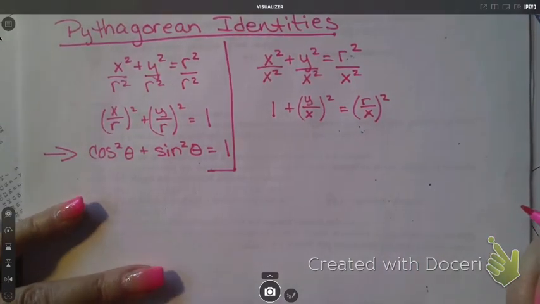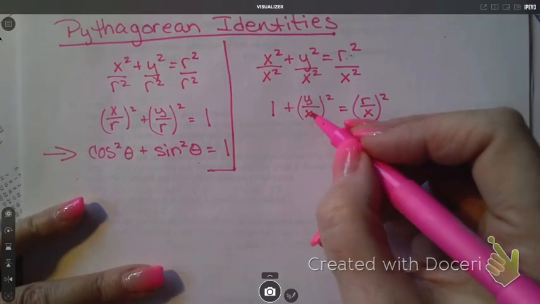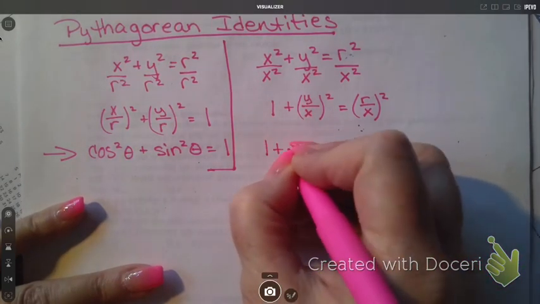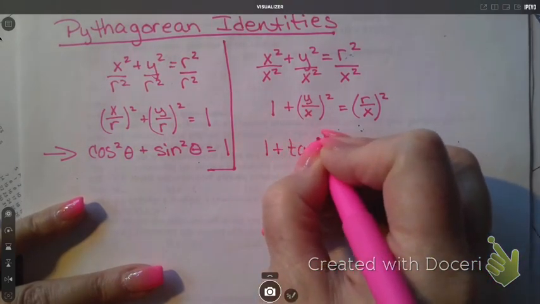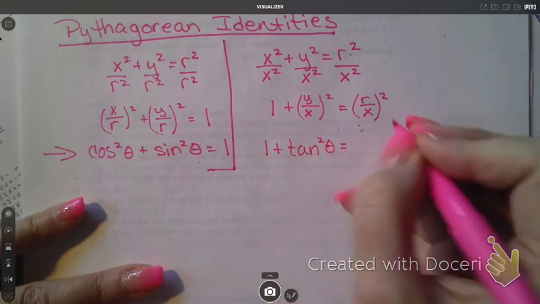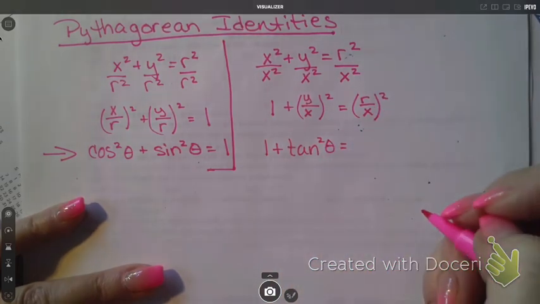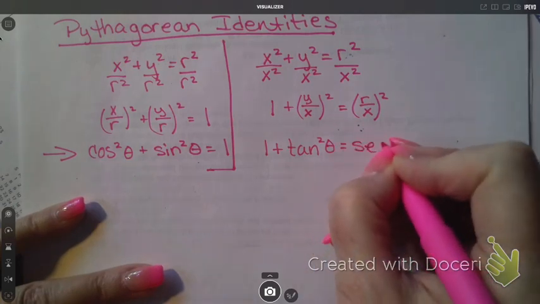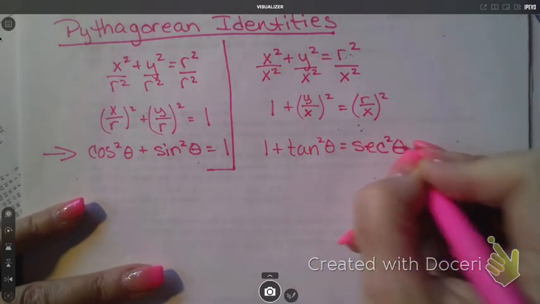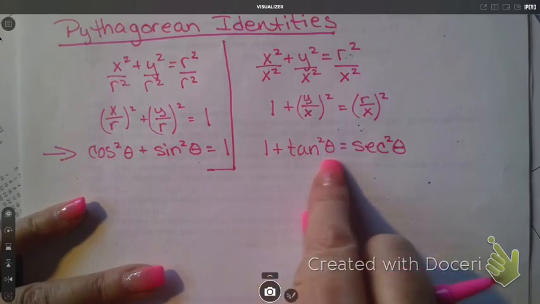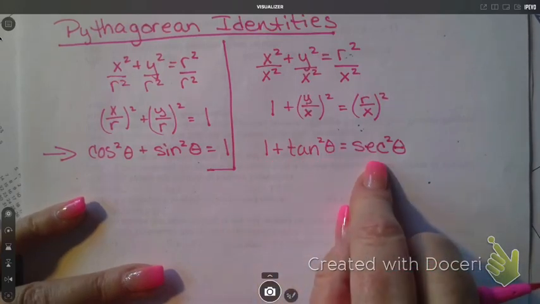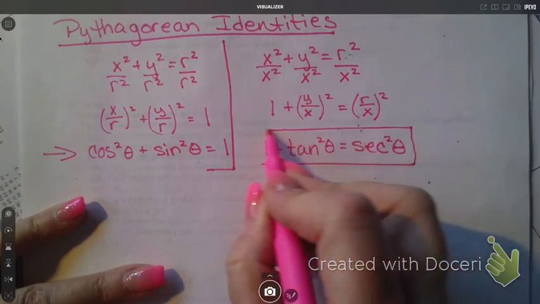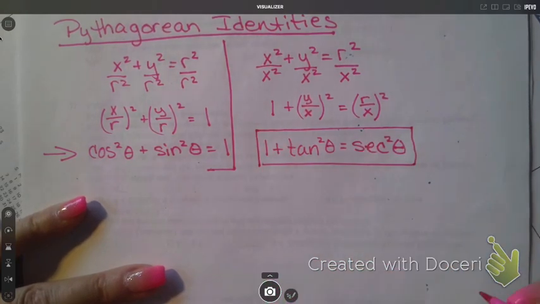Well, what's y over x? Tangent. So 1 plus tangent squared. And what's r over x? Secant. So 1 plus tangent squared equals what? Secant squared. So there is another Pythagorean identity.